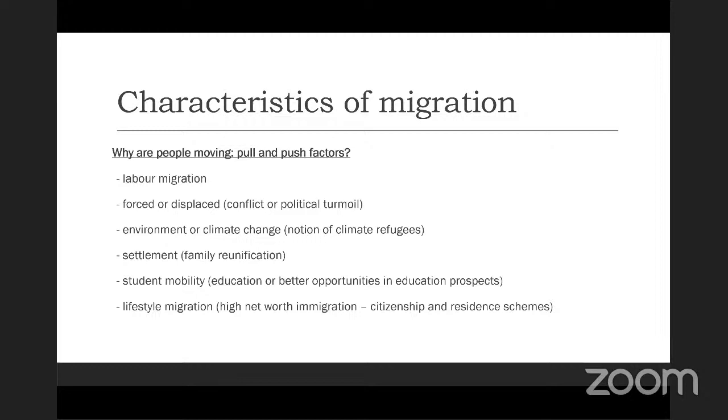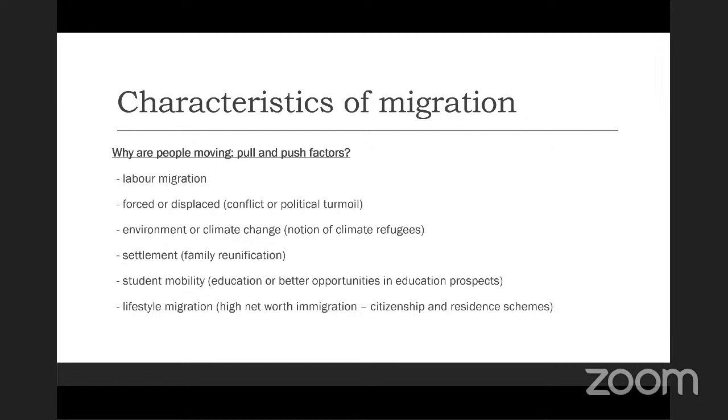Student mobility, and I put mobility there because I was going to say student migration. Student migration is probably a better word to put there, but basically students are moving because of education, whether it is a factor of the receiving government providing better quality of education, or better opportunities in terms of the prospects that students would have that would not be available in their home, or just the fact that they can get an education.